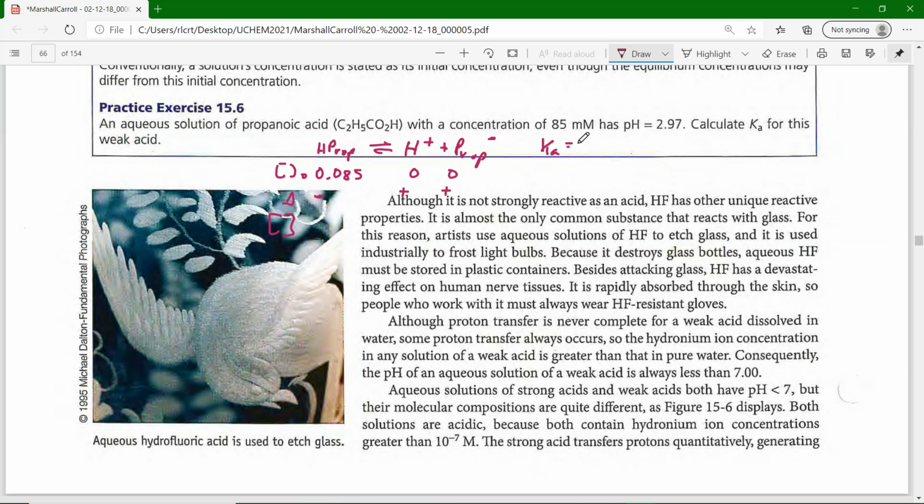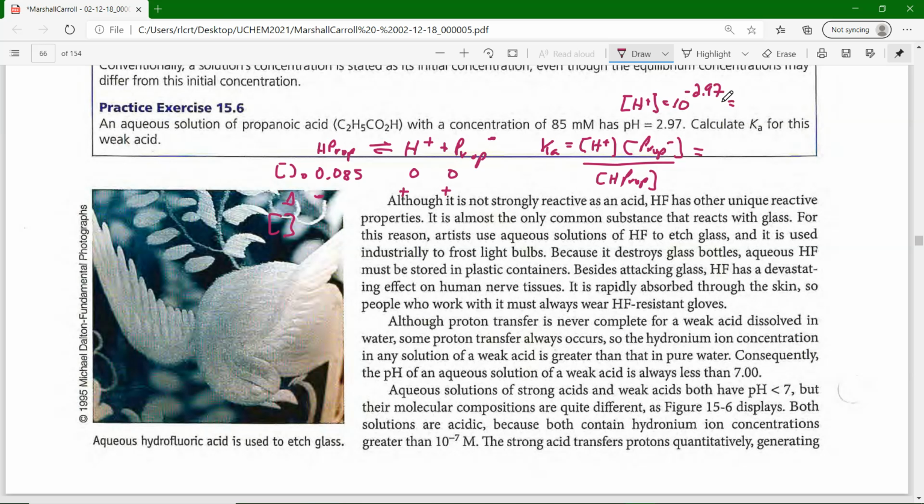So Ka is H plus times PROP minus divided by H PROP. That's what we want to solve for. They tell me the pH is 2.97, so that is my equilibrium value of H plus. It's not 2.97, it's 10 to the minus 2.97.